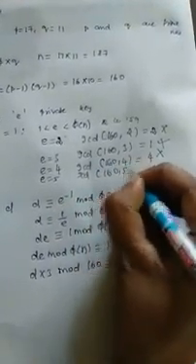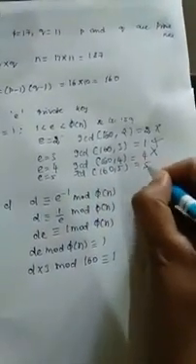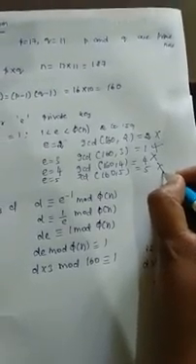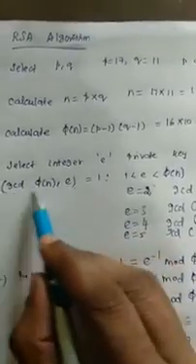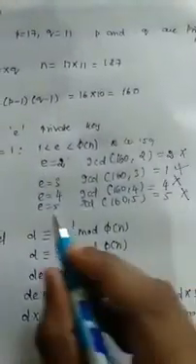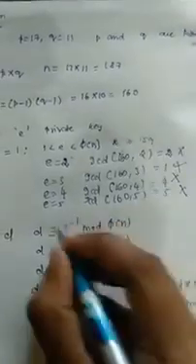GCD of 160, 5 is 5. So it is wrong because according to our given condition, GCD of phi of n comma E should equal 1. It should satisfy this given condition. So now the value of E equal to 5 is also wrong.